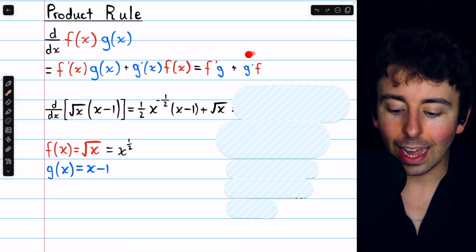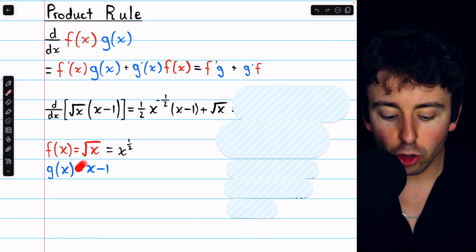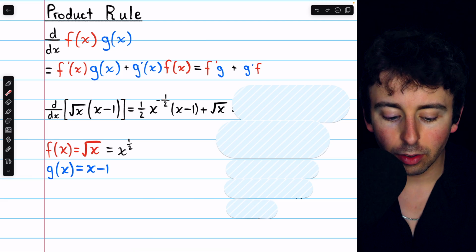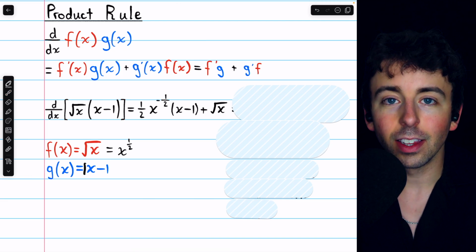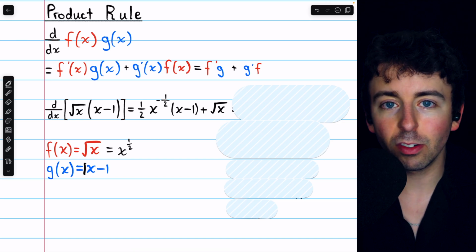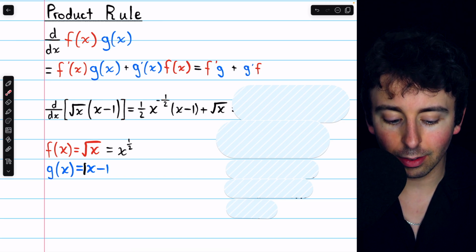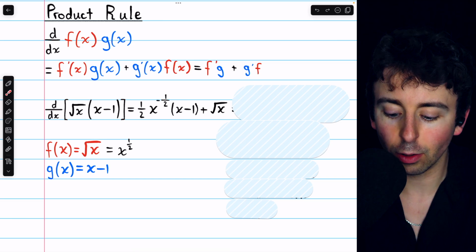Then we need to add g prime f. G is x minus 1, so g prime is just 1, the coefficient of x. Thus, g prime f is just 1 times f, so just root x, so plus root x.